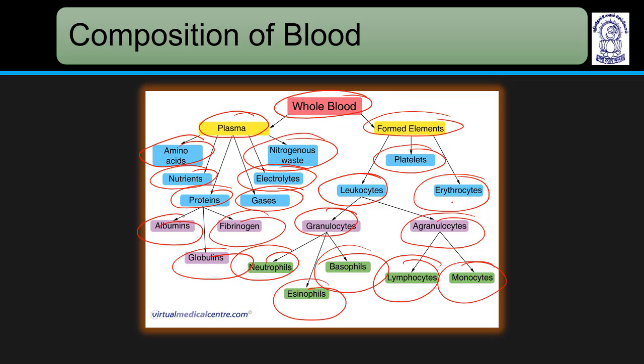WBCs or leukocytes are further classified into granulocytes and agranulocytes. Granulocytes are with granules: neutrophils, basophils, and eosinophils. And agranulocytes don't have granules: lymphocytes and monocytes. It also contains platelets and erythrocytes. So this is the classification of whole blood. In the coming lecture, we will be discussing distinctly RBCs, WBCs, and platelets.